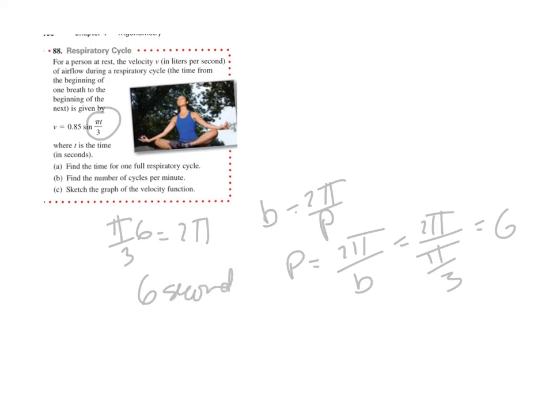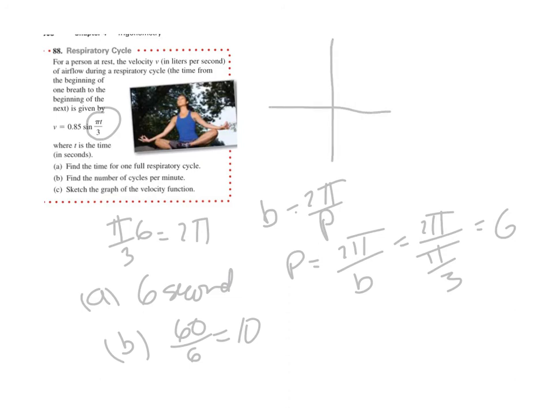Okay, and it says find the number of cycles per minute. Well, if it takes 6 seconds, so this is A, and then B would be 60 divided by 6, which is 10. And then it says sketch a graph of it. Sketch the graph of the velocity function. Okay, so what do we have here?